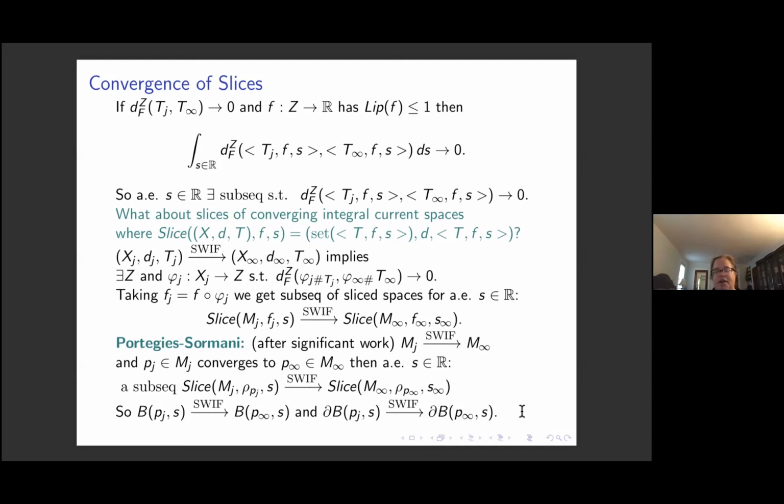All right, so now I've finally proven why, or roughly proven why, we have balls converging to balls and boundaries converging to boundaries of balls.